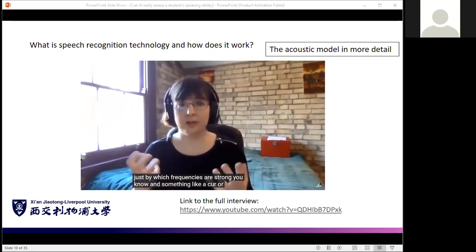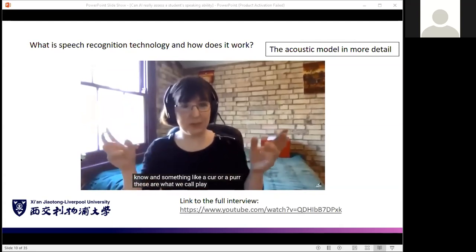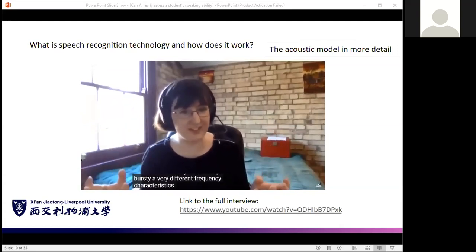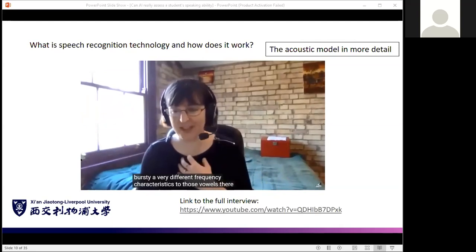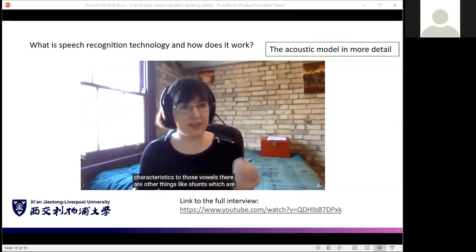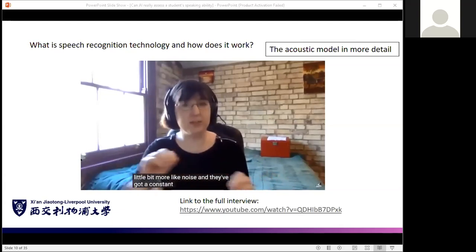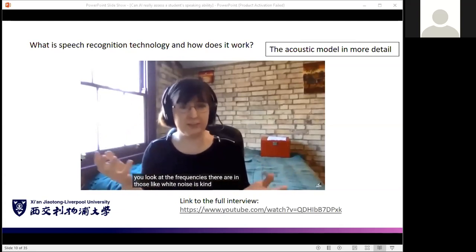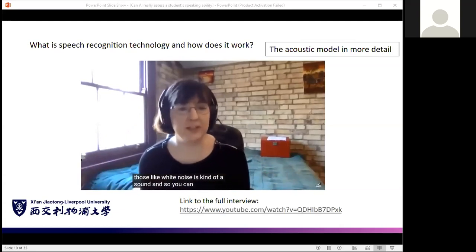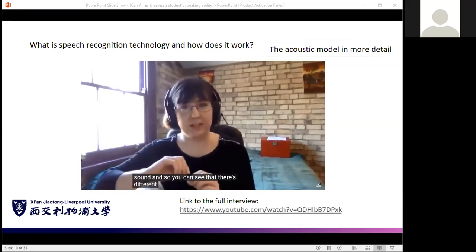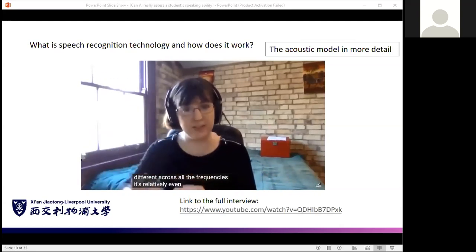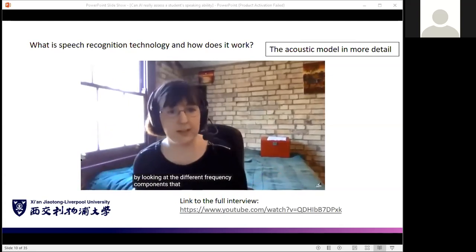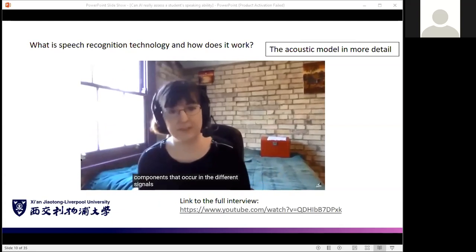Something like a k or a p, these are what we call plosive consonants. So they're sort of quite bursty, have very different frequency characteristics to those vowels. There are other things like sh and s, which are a little bit more like noise. So they've got a constant frequency response. So if you look at the frequencies that are in those, like white noise is kind of an s sound. And so you can see that across all the frequencies, it's relatively even in those sorts of sounds. So you can tell them apart just by looking at the different frequency components that occur in the different signals.